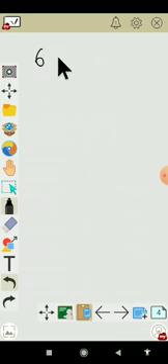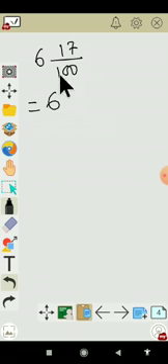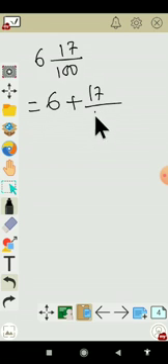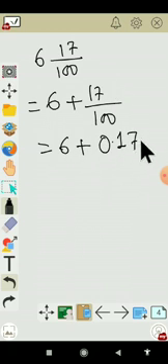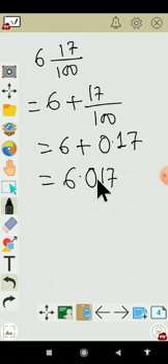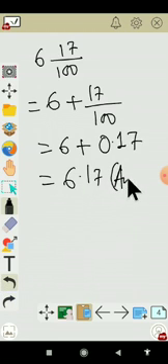Similarly, if it is given 6 and 17 by 100, we can write this mixed fraction as two parts, the whole number part and the fractional part. So this fractional part will become a decimal number 0.17, and it will give us 6.017. Sorry, this will be 6.17 only. The answer will be 6.17, or the decimal representation will be 6.17.